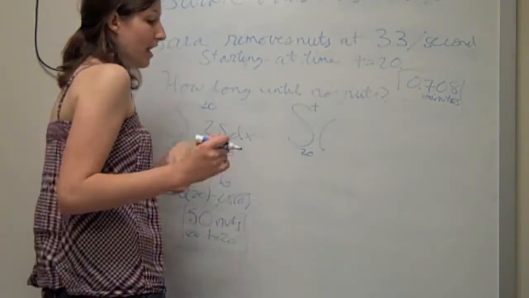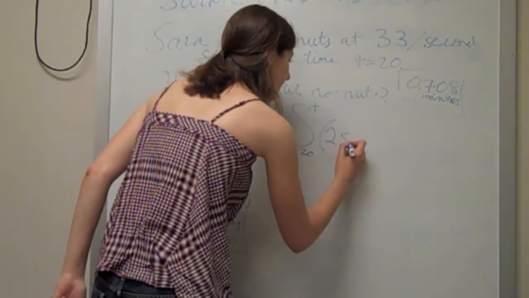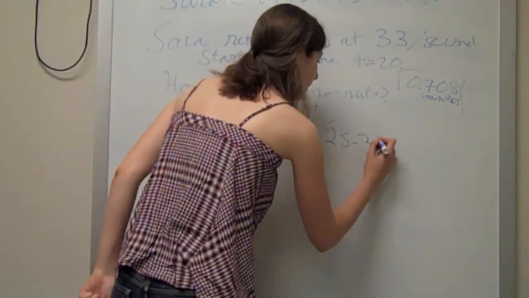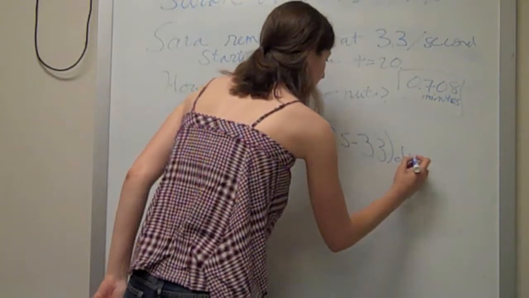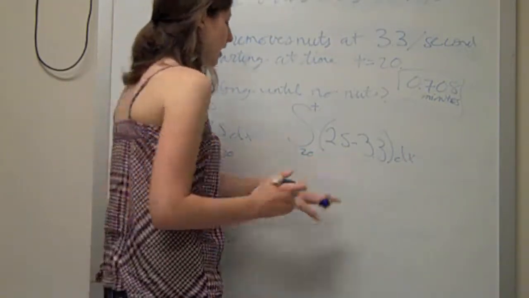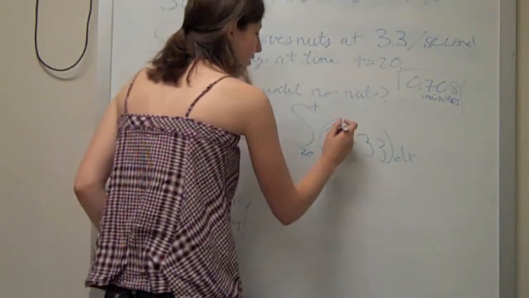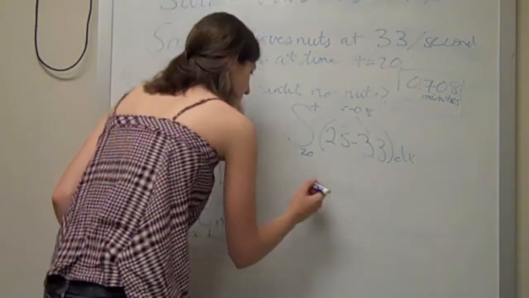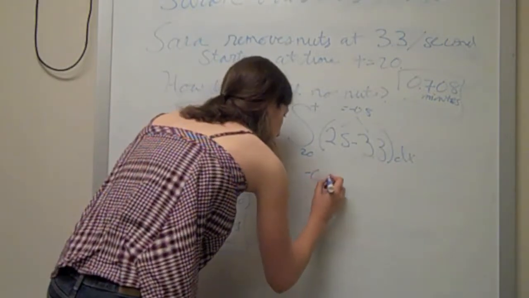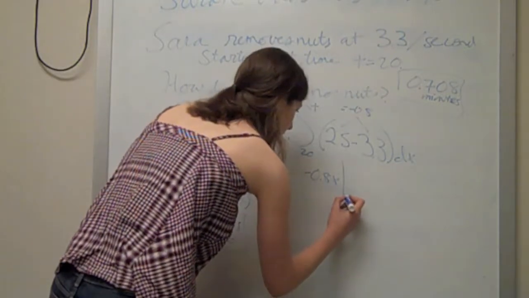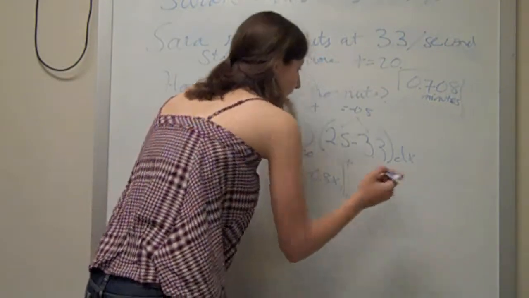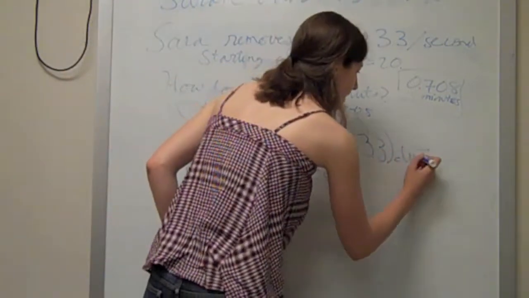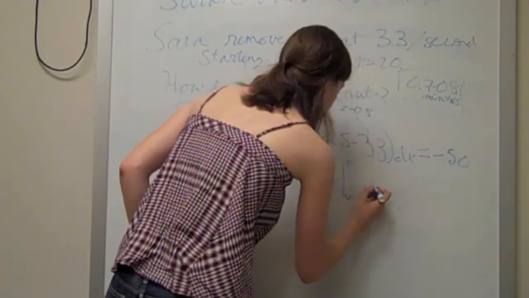And our rate this time is going to be a combination of our two rates. So my rate is positive because I'm adding nuts, so it's going to be a positive 2.5. But Sarah's rate is going to be negative because she's removing nuts, so that's going to be a negative 3.3. And again, we're going to use dx. Now, just like last time, we are going to take the antiderivative of this term, and just so you know, this term is equal to negative 0.8. So our antiderivative is negative 0.8x, and we're taking this from 20 to t. And because we know we have to have 50 nuts removed, we are going to make this equal to negative 50 in both cases.